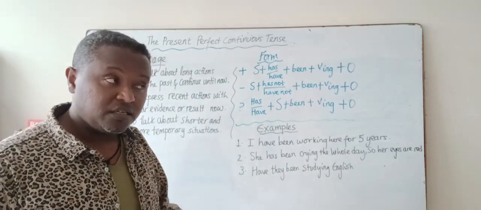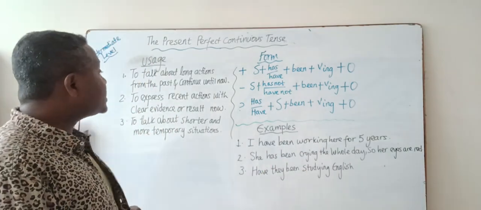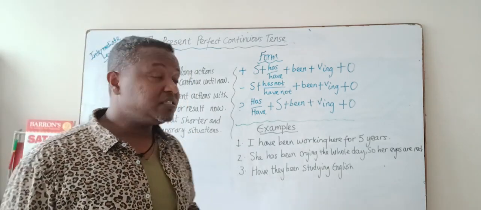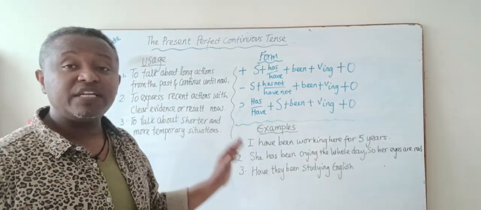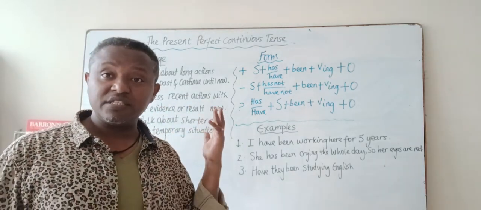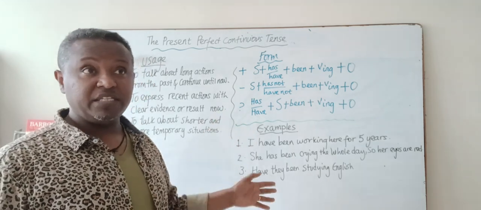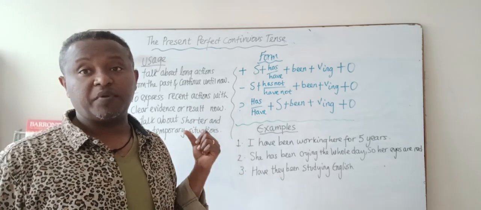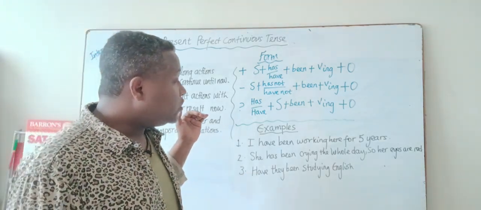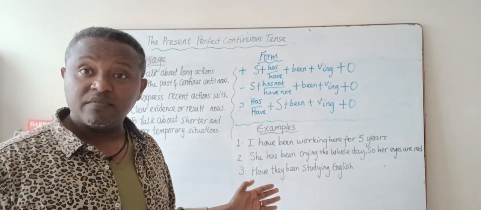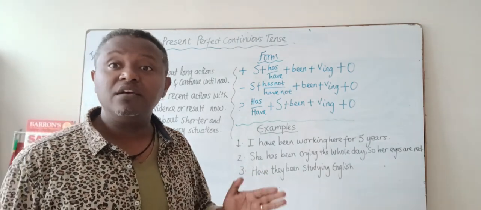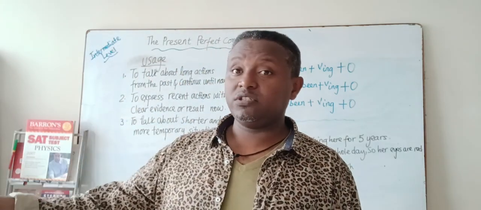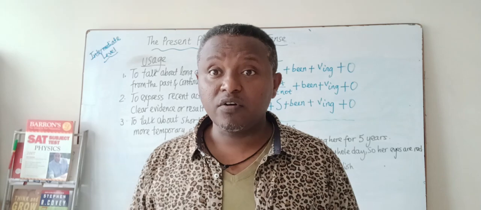The second one is to express recent actions with clear evidence or result now. The action could be completed recently, but there is evidence now that that action took place. For example, look at her eyes. They are red. She has been crying the whole day. And we can say, look at the ground. It's wet. It has been raining.